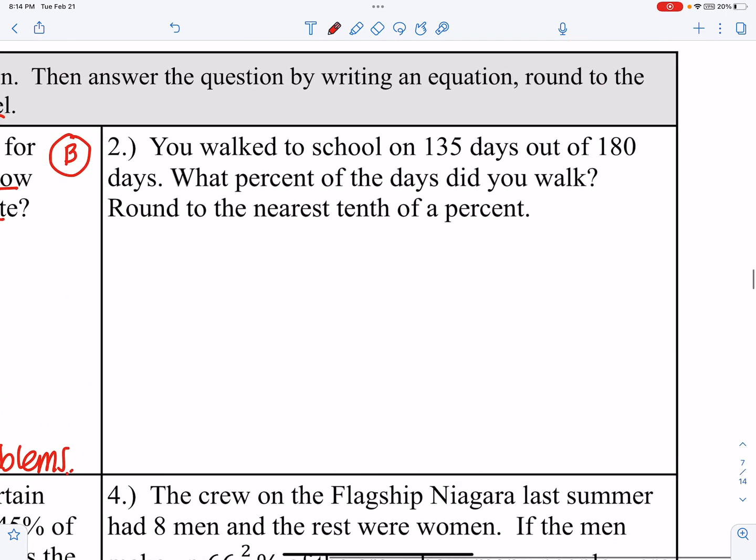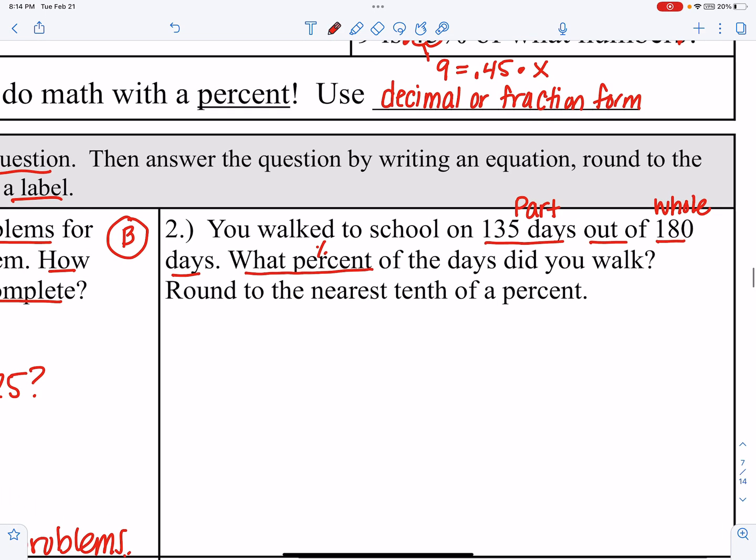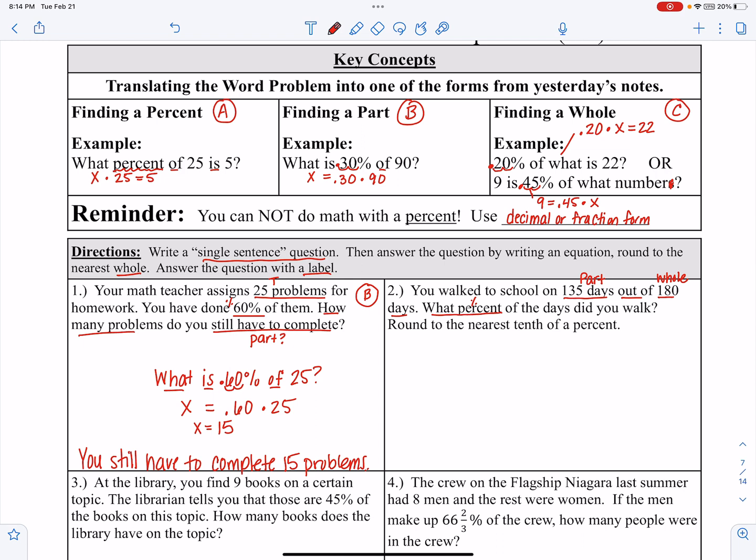We have you walk to school on 135 days out of 180 days. That just sounds like a fraction to me. Right away, I can tell that this is the part and this is the whole. So there's a couple things we can do with this, and we'll take a look at that in a second. And then it says, what percent of the days did you walk? Okay, so obviously I don't know the percent. Okay, and so let's look up at our choices. So A is finding a percent. Okay, I obviously don't know that because in the question it says what percent.